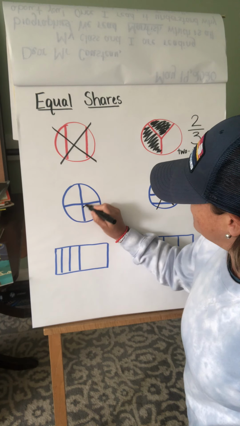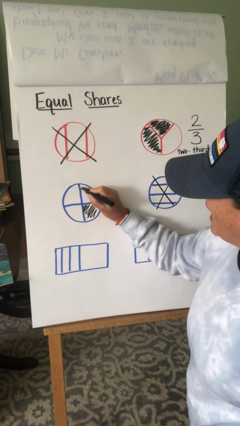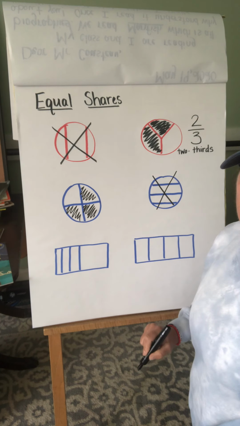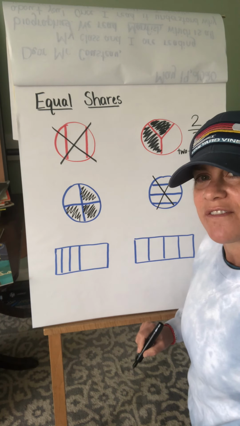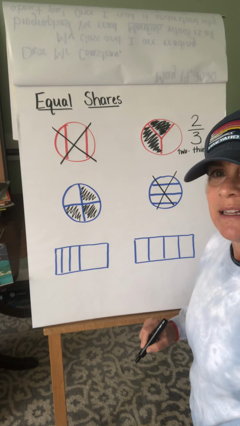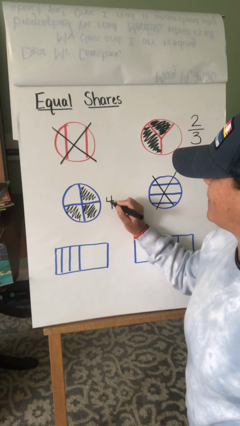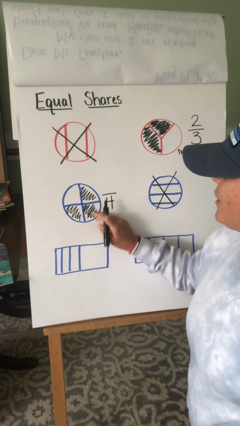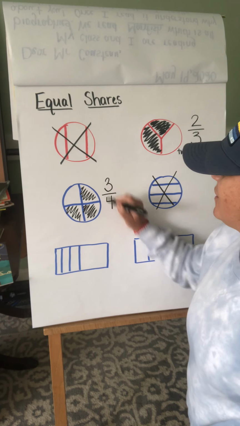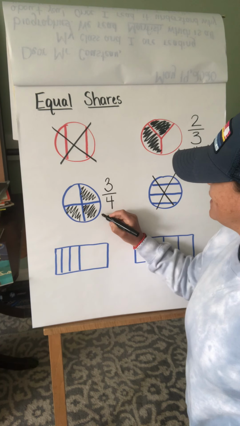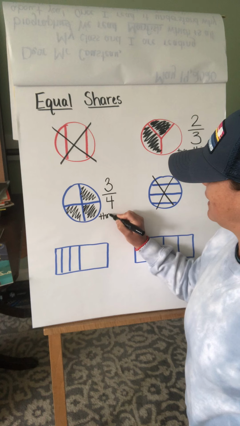Now let's say Mrs. Bruin ate this slice, and this slice. How much of the pizza did I eat? What's the fraction of the pizza? Well, I know I have 4 parts, so that goes on the bottom. I ate 3 of the 4 parts. Or we would say that this is called 3/4.